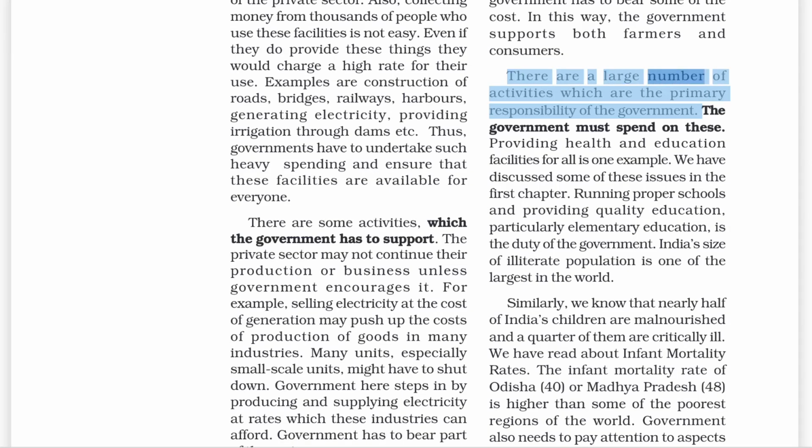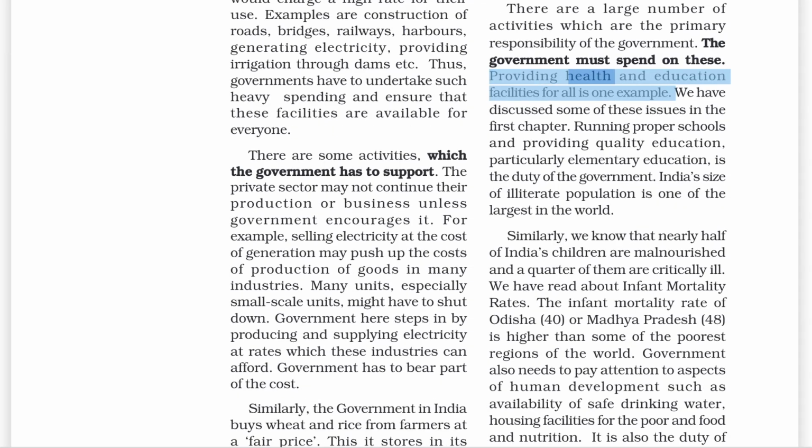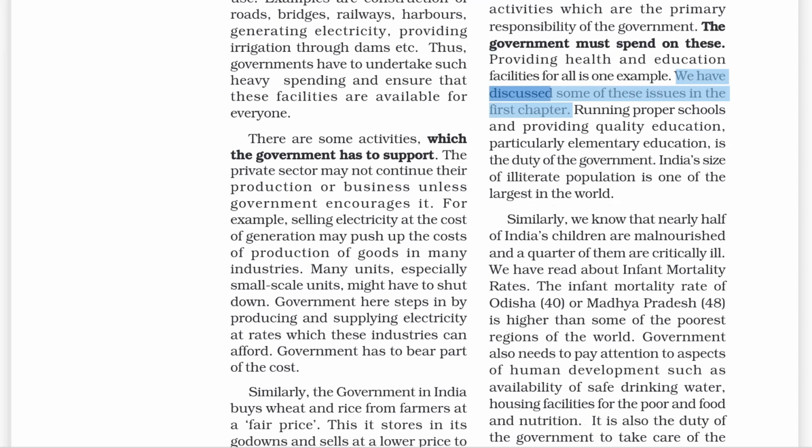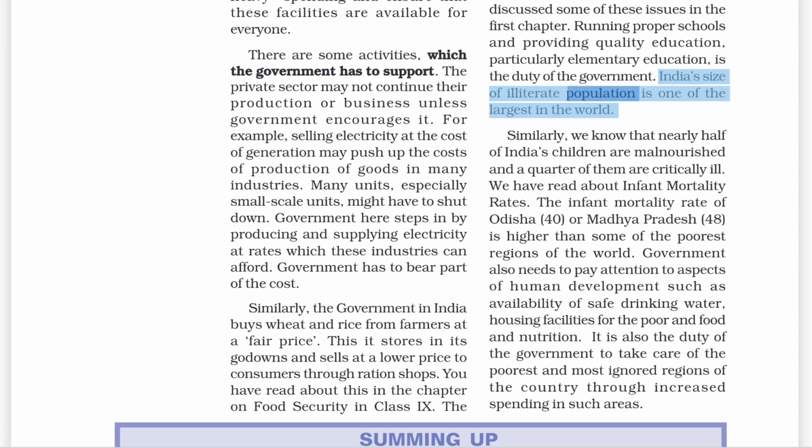There are a large number of activities which are the primary responsibility of the government. The government must spend on these. Providing health and education facilities for all is one example. We have discussed some of these issues in the first chapter. Running proper schools and providing quality education, particularly elementary education, is the duty of the government. India's illiterate population is one of the largest in the world.